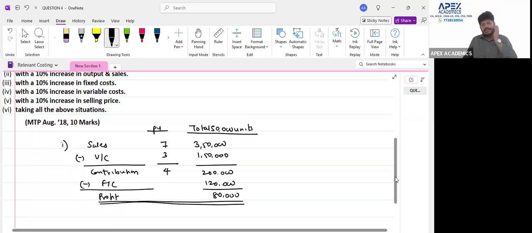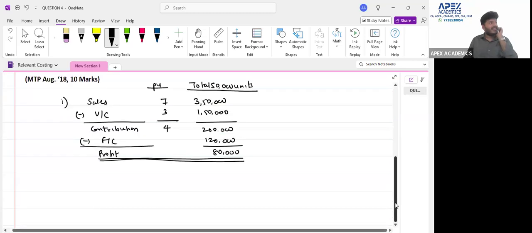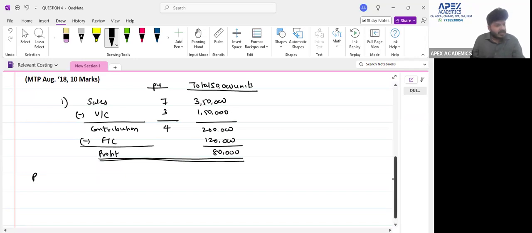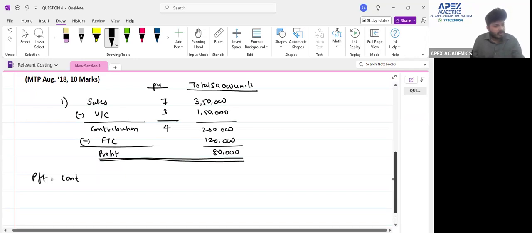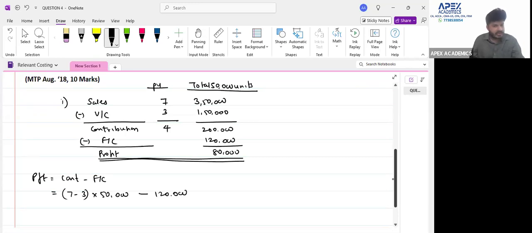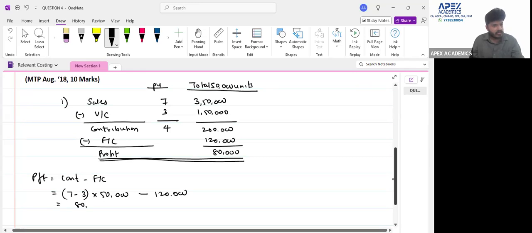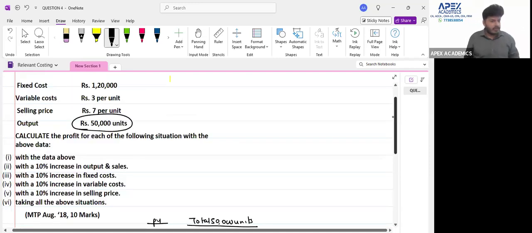Now this is written in this style for you to best understand. However, you can also choose to write it like this. Profit is equal to contribution minus fixed cost. And what is your fixed cost? 120. So this can come automatically to 80. You can write like this also. Keep both the presentations with you. They will be useful.